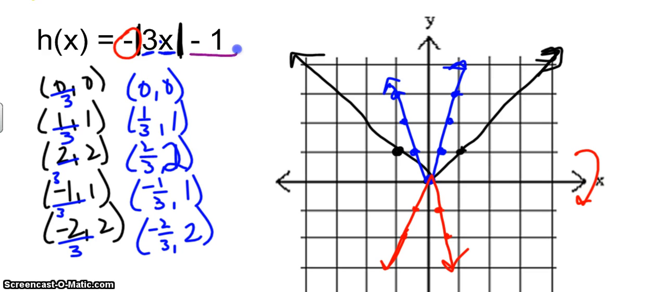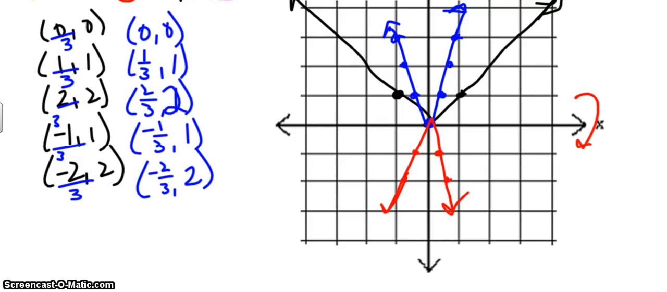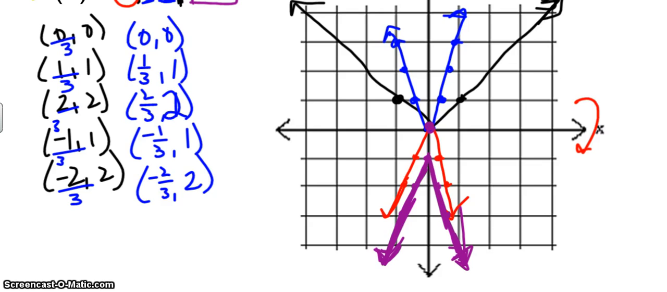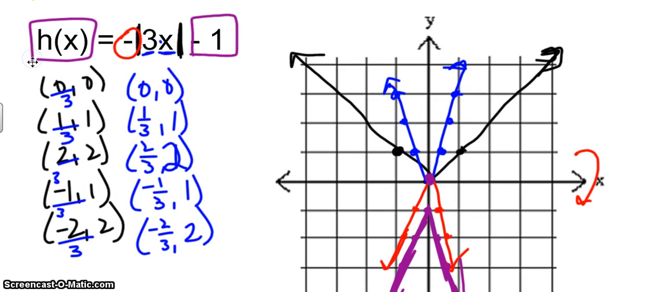Then the last thing, I'm subtracting 1 after I've applied the function, so after I've gotten my y values. So each one of these y values is going to move down 1. And this right here, not very good at drawing these straight lines. Well, it's going to be close enough. That is your final function, h of x, with all of its transformations applied.